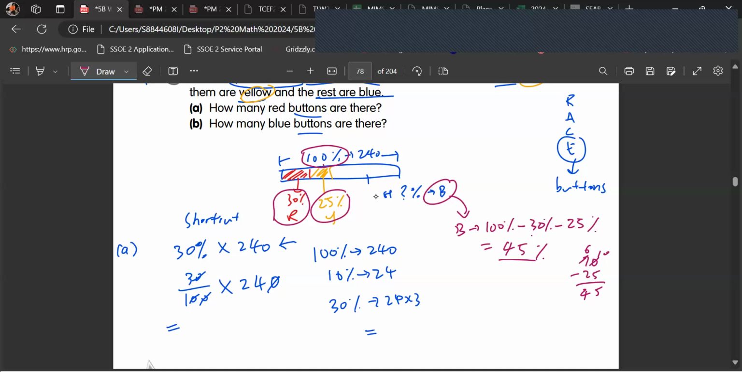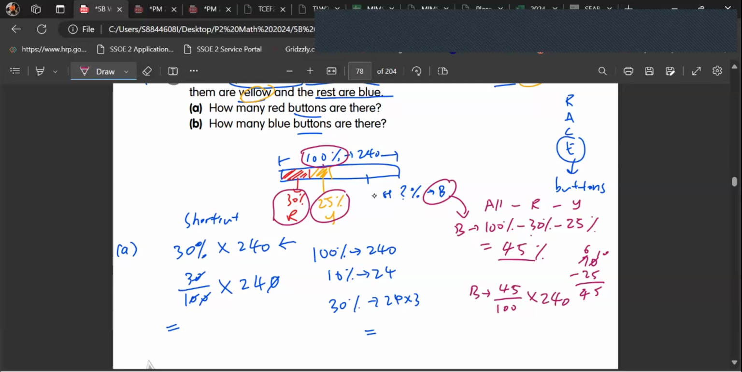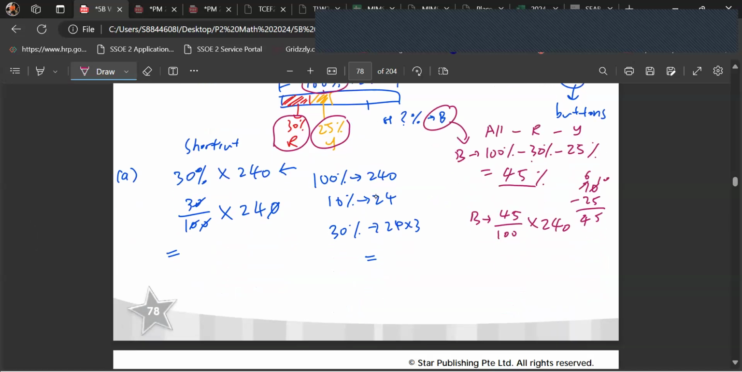See, 100% is everything, right? 30% is red. 25% yellow. The rest is blue. So the rest is all minus red minus yellow. Right? Then from 45% blue, you can find out 45 out of 100 times 240. Alternatively, I can find 25% is how many, then I minus. Okay? Can, okay, move on. You solve the rest as well.